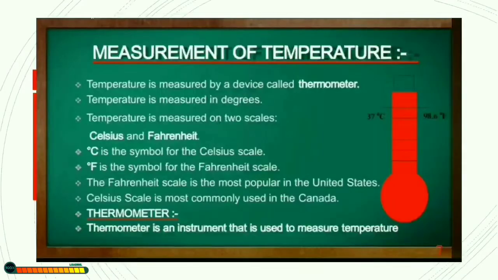Now, we will quickly summarize whatever we have read previously. Temperature is measured by a device called a thermometer. Temperature is measured in degrees. Temperature is measured on two scales, mainly Celsius and Fahrenheit. C is the symbol for the Celsius scale. F is the symbol for the Fahrenheit scale. The Fahrenheit scale is most popular in the United States, whereas the Celsius scale is most commonly used in Canada.